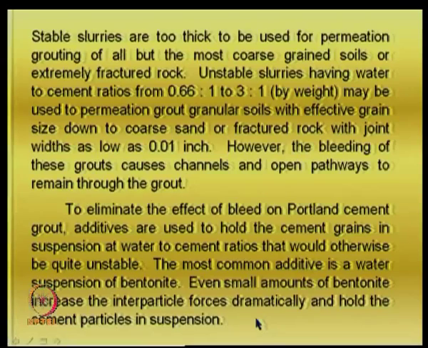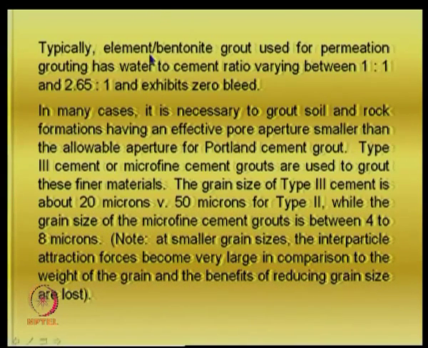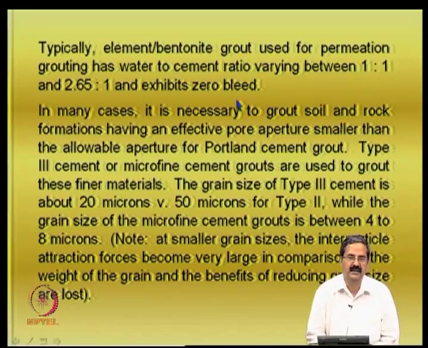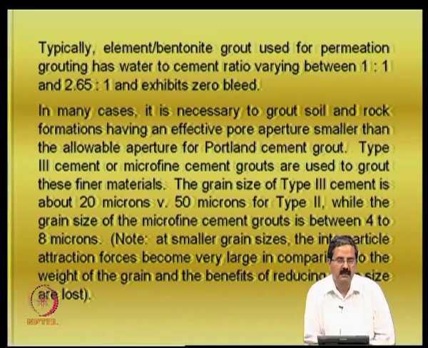Typically, a cement-bentonite grout used for permeation grouting has a water-cement ratio varying between 1:1 and 2.65:1 and exhibits zero bleed. So the problem of bleed is also solved, because the bentonite takes up all the water, and water does not flow that easily because of the presence of bentonite.